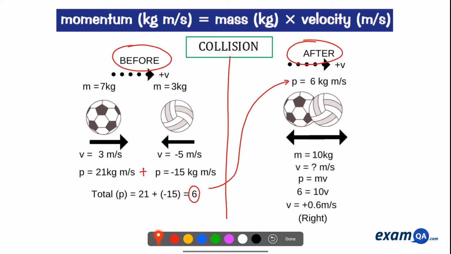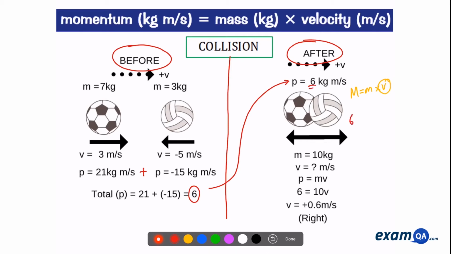Now, what do we want to know about them? Do we want to know their momentum? Do we want to know their mass or their velocity? We want to know which direction they're moving. So we want to find out their velocity. Now, remember, they are 1 unit now. So do we know the momentum of this whole unit? Yes, we do. We said there was 6.